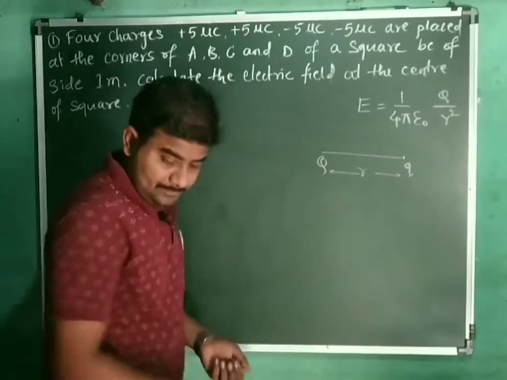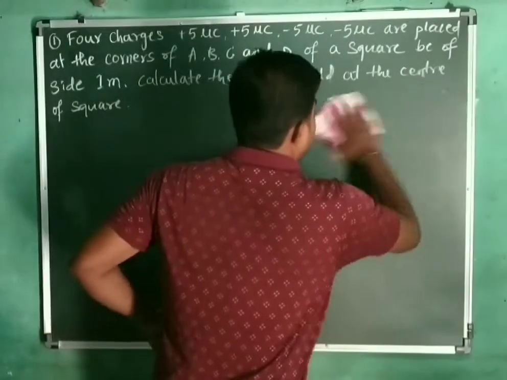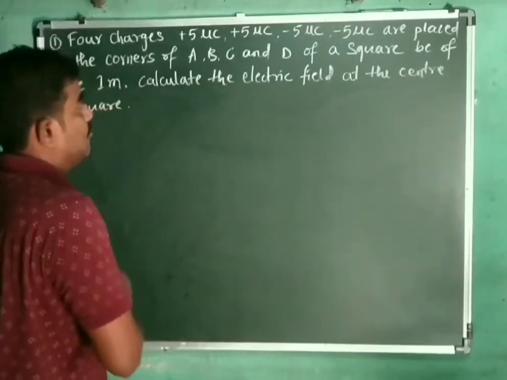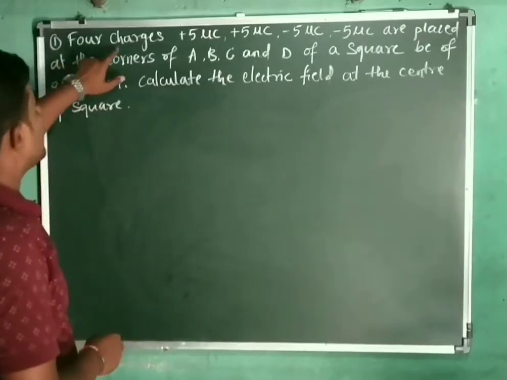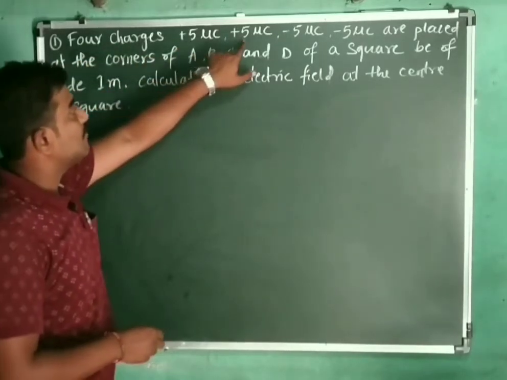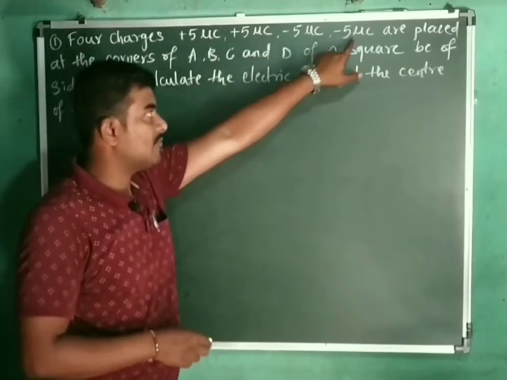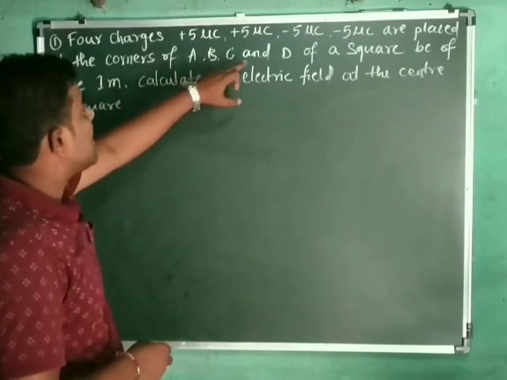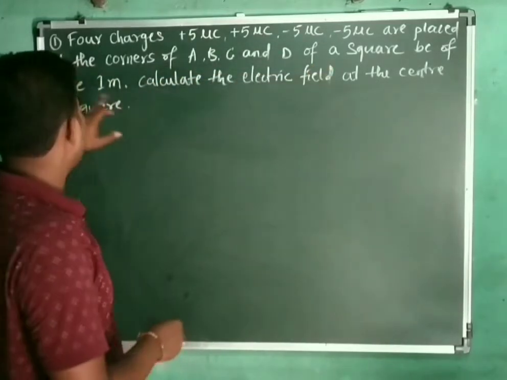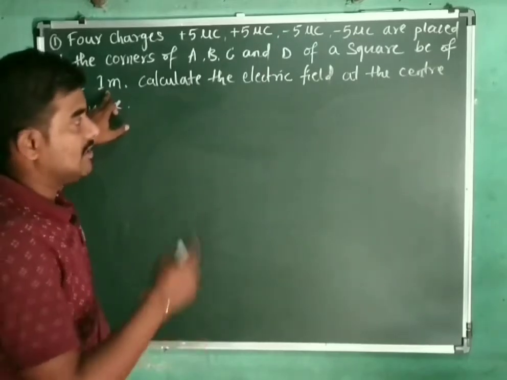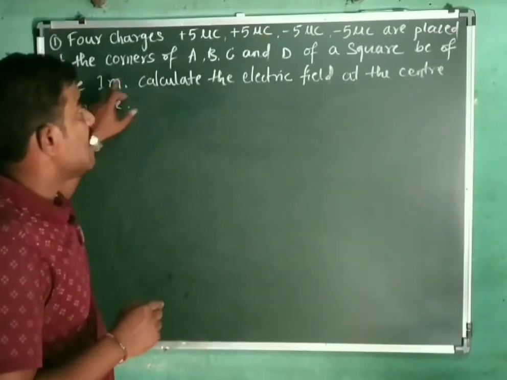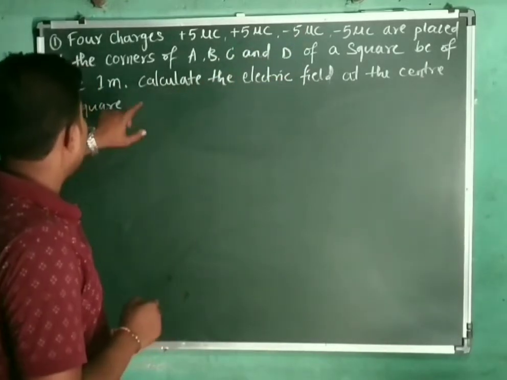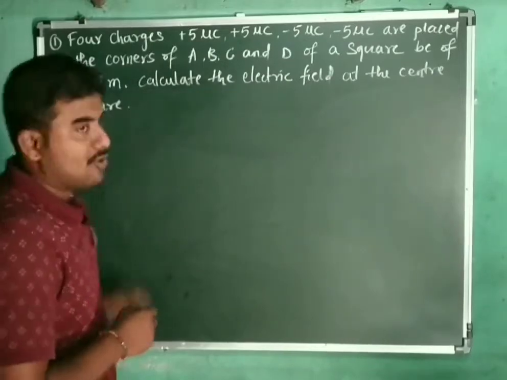Okay, so let us begin our numerical session. So this is our first numerical, very famous numerical. See here, 4 charges plus 5 microcoulomb, plus 5 microcoulomb, minus 5 microcoulomb, minus 5 microcoulomb are placed at the corners A, B, C and D of a square of side 1 meter. It means the side of the square is given, it is 1 meter, and 4 charges are placed in the 4 corners of a square. Calculate the electric field at the center of the square.